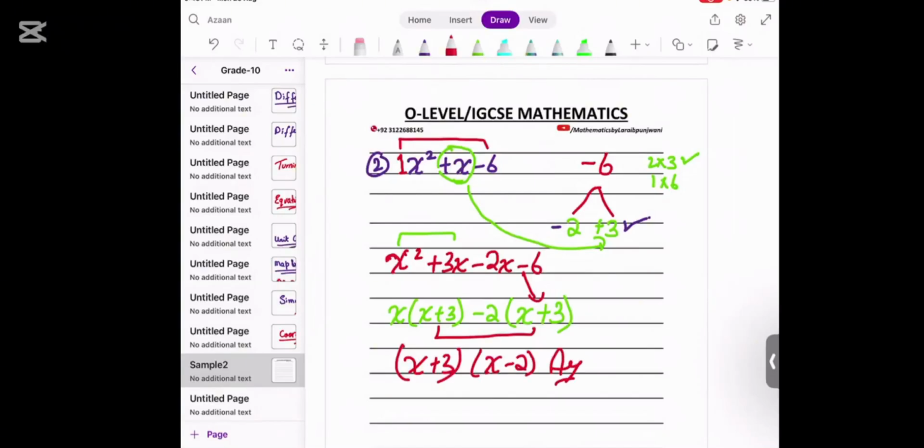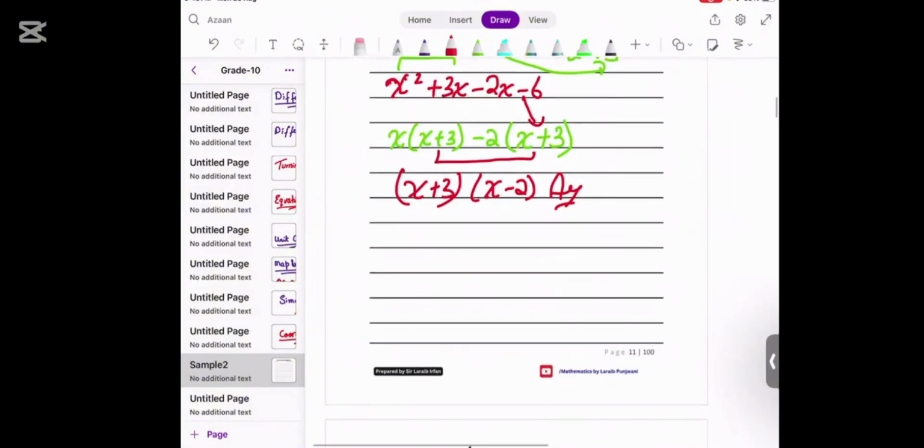Yes, Azan, any confusion? No. Okay, great. Now I'm giving you one question. Try to solve this question and tell me the answer. x square plus 2x minus 8. Try this one quickly.